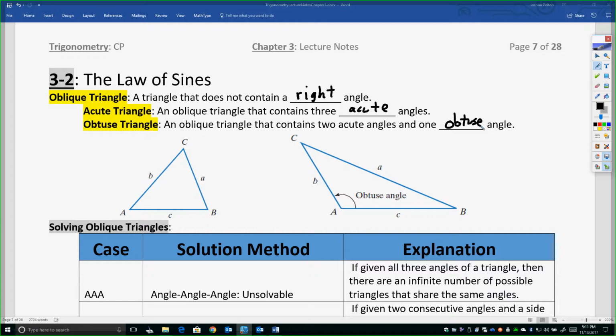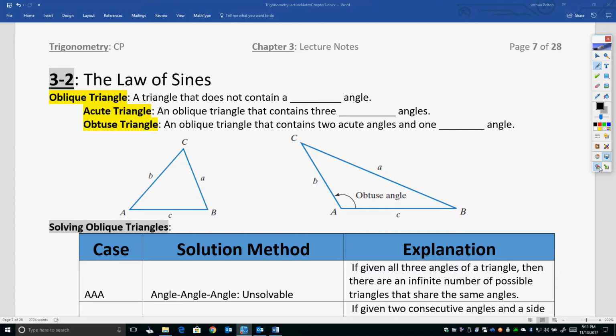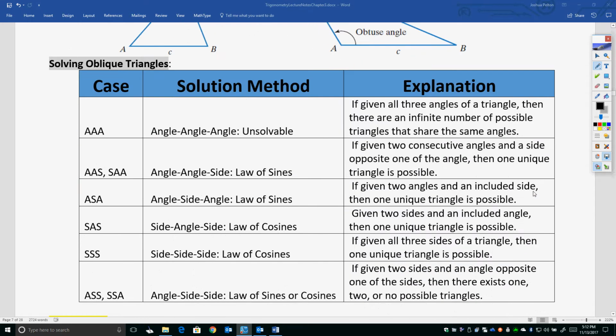Okay? So as a result, since we are not a right triangle, SOHCAHTOA does not apply. So therefore we have to implement the oblique cases, which are either law of sines or law of cosines. So in this section we'll be covering law of sines. In section 3 we'll be covering law of cosines.